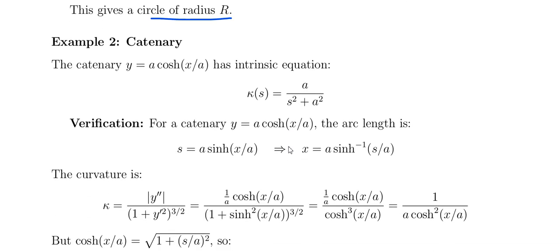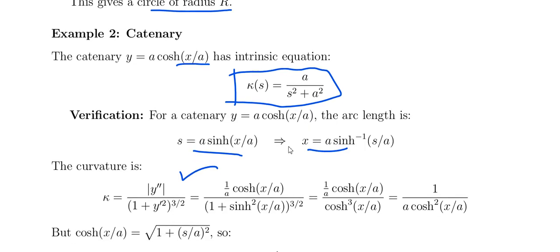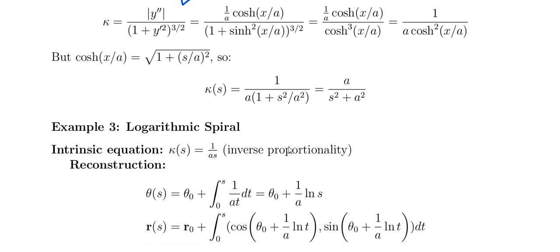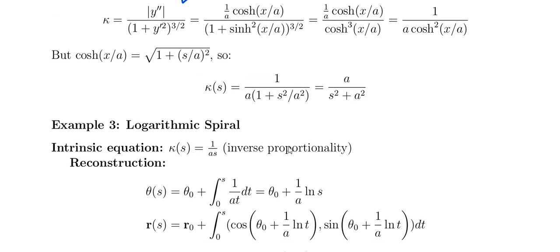And for the catenary y equal to a cosh x by a, the intrinsic equation is kappa of s equal to a by s square plus a square. So how to prove this one? The arc length s equal to, we know this one, and x equal to a sinh inverse of s by a. So the curvature can be found by applying the function concept. That is the intrinsic equation. Similarly, the intrinsic equation of the logarithmic spiral is kappa of s equal to 1 by a s.